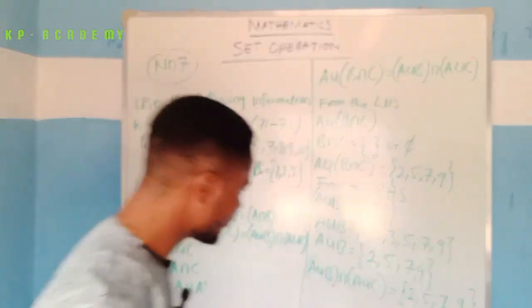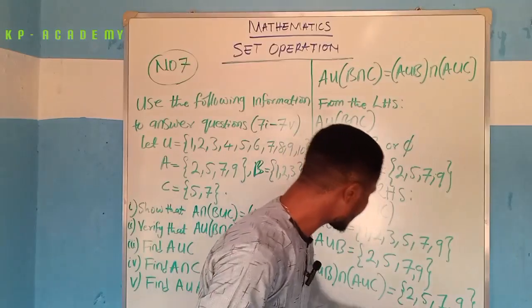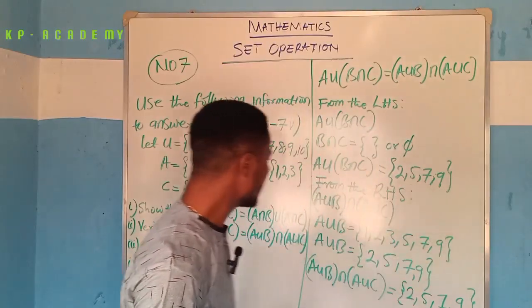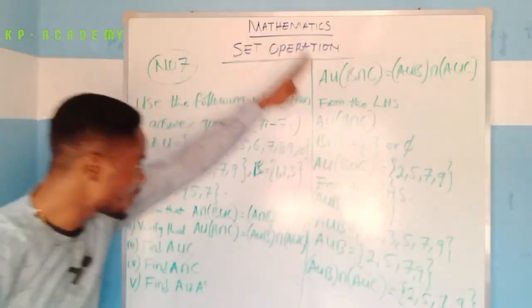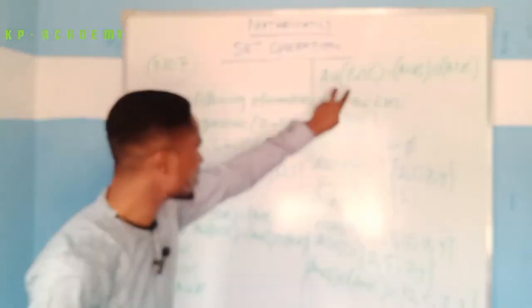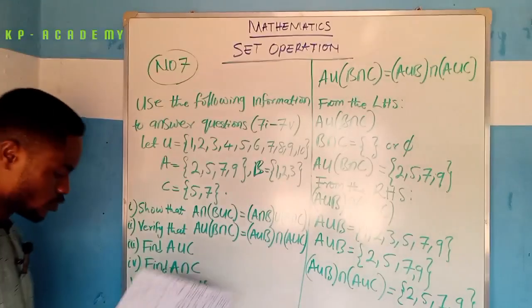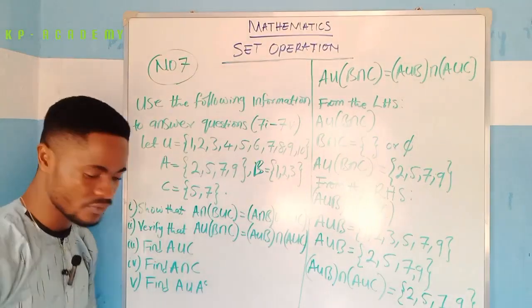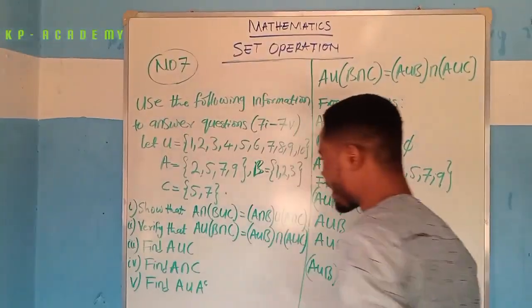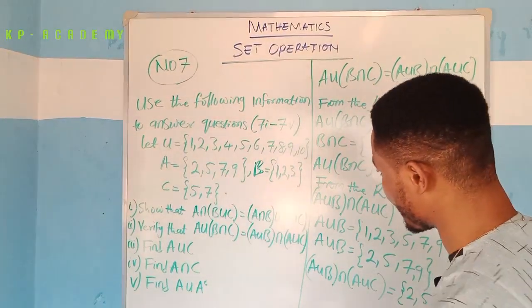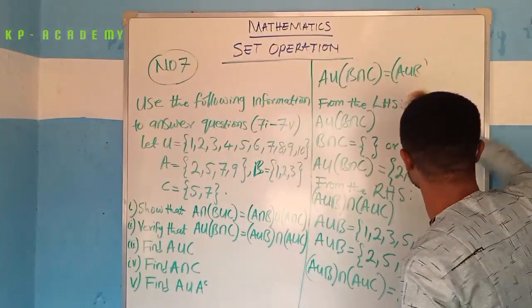I don't think so. So if you watch carefully, you have 2, 5, 7, 9 here. I also have 2, 5, 7, 9. So this is how to verify that this set is equal to this set. Very, very important. So please do well to take down the notes. Let us quickly move over and solve for the III, IV, and V part of the question.